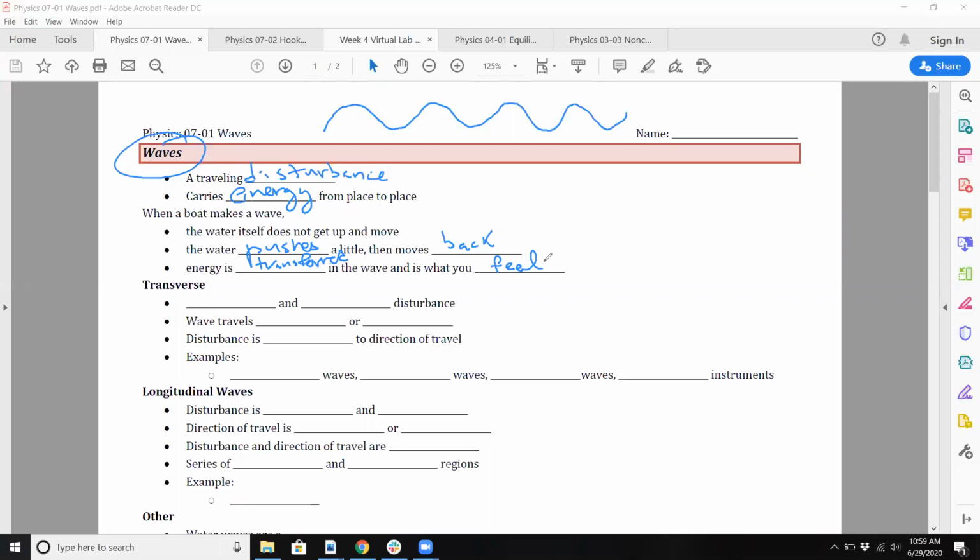Now, there are two types of waves to talk about, transverse and longitudinal. Transverse are the ones that kind of go up and down. Or it's an up and down disturbance, I guess. So the direction, so waves travel left or right. And disturbance is going to be perpendicular to the direction of travel. So I'll give you some examples here.